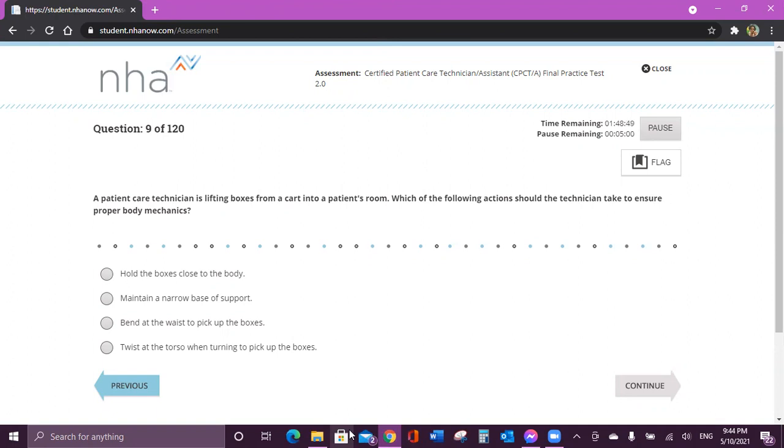A patient care technician is lifting a box from the car into the patient's room. Which of the following actions should the technician take to ensure proper body mechanics? I think A, hold the box close to the body.